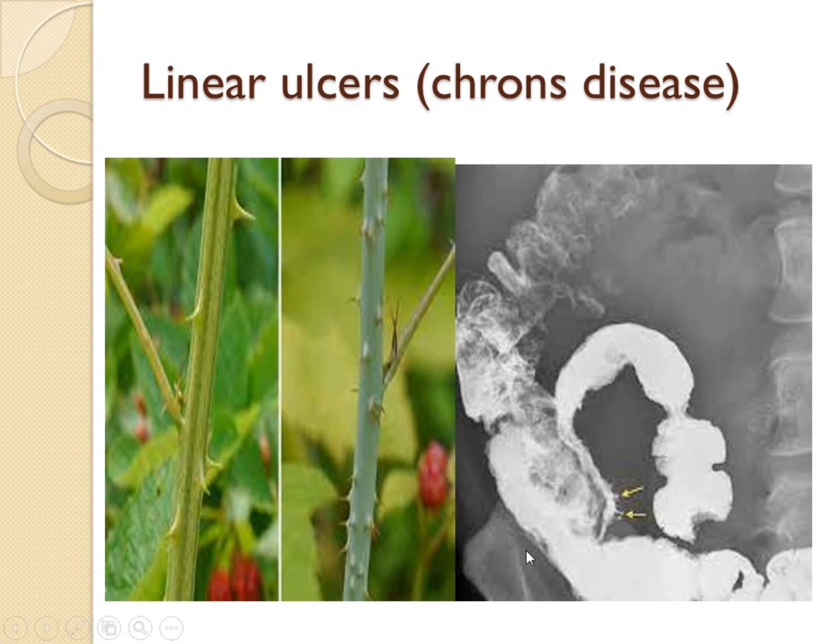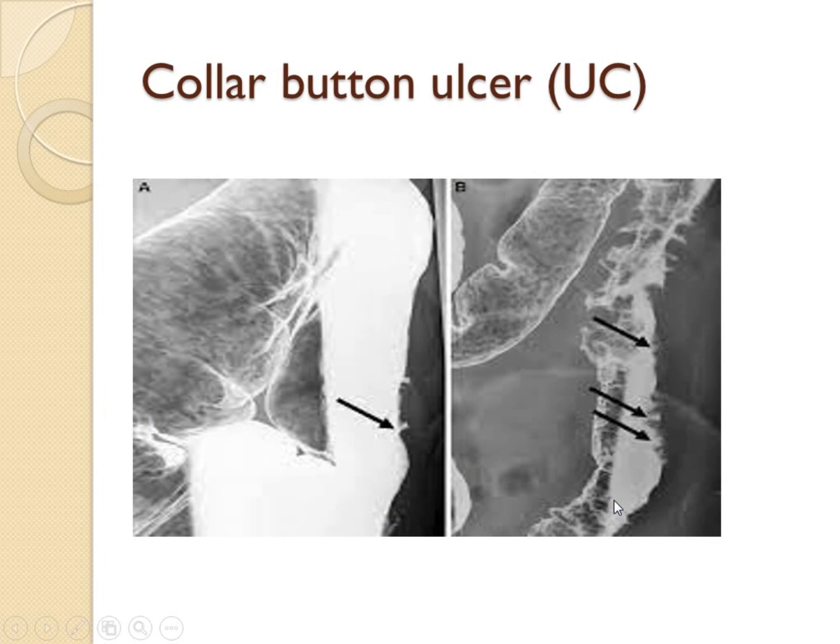And linear ulcer looks like a rose thorn. Rose thorn, yes. It's a sign, again, of Crohn's disease. And also we have the collar button ulcer sign in ulcerative colitis. You see it's a broad base and also a narrow neck lesion.